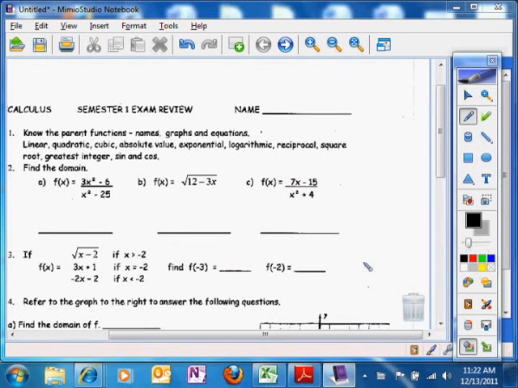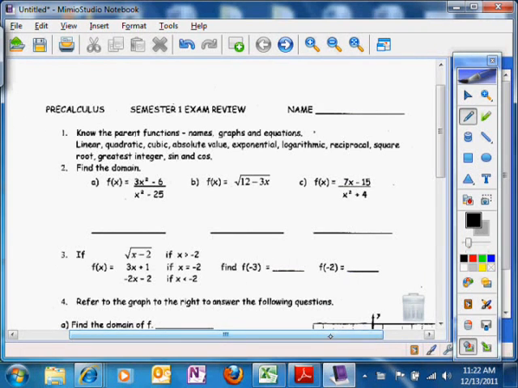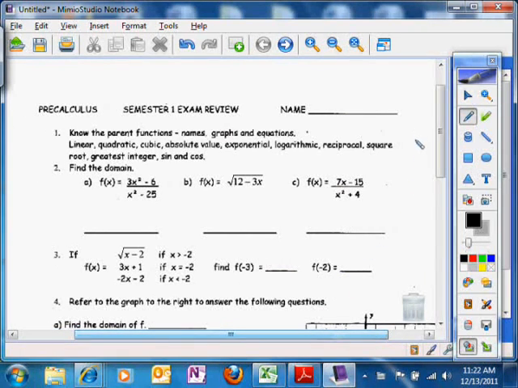We're looking at our semester review for pre-calculus. I'm going to make one podcast of the review, and we'll talk about the regular pre-cal and the pre-AP pre-cal test. First of all, number one says know the parent functions, their names, graphs, and equations.